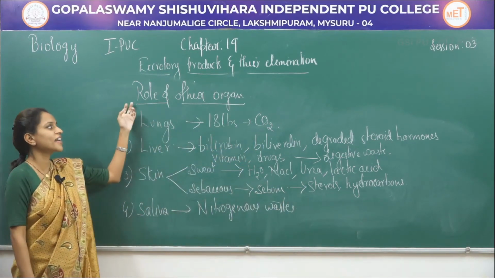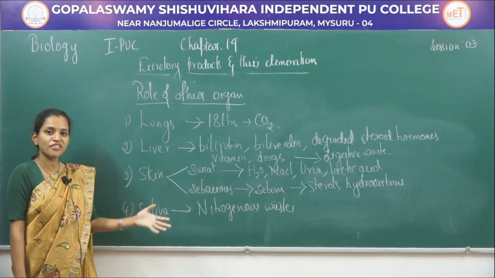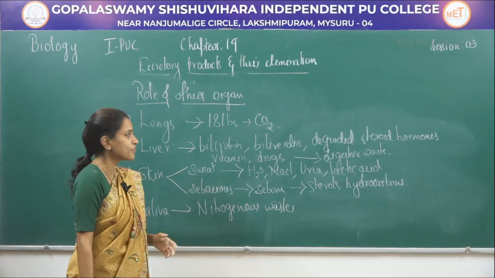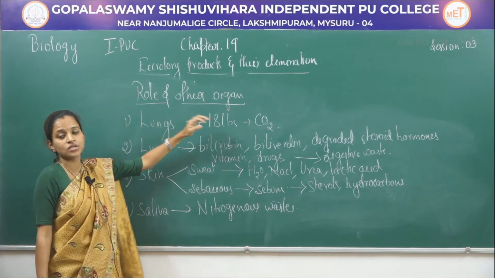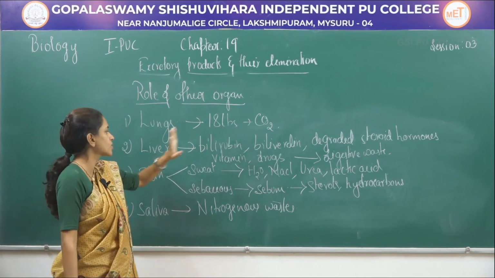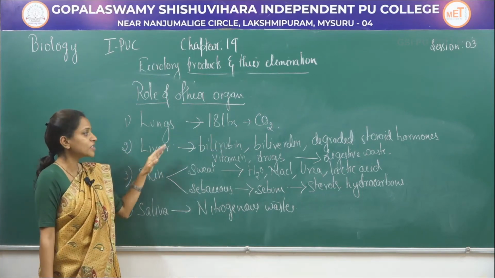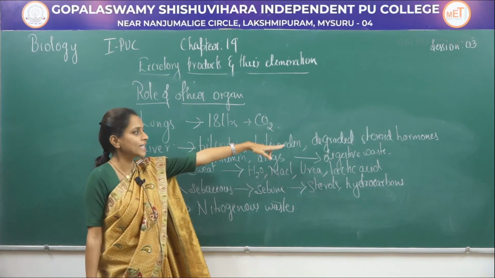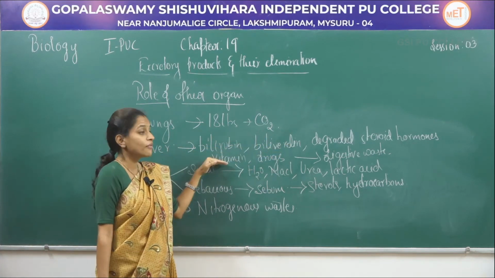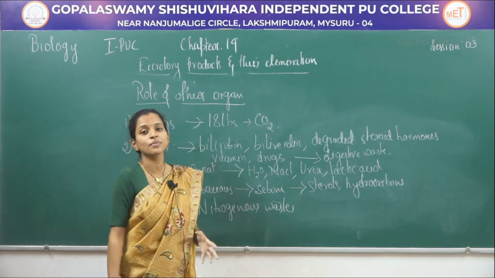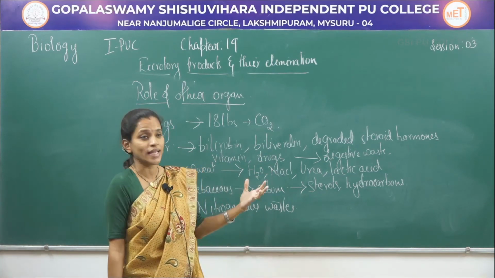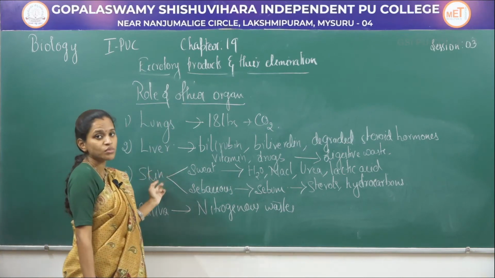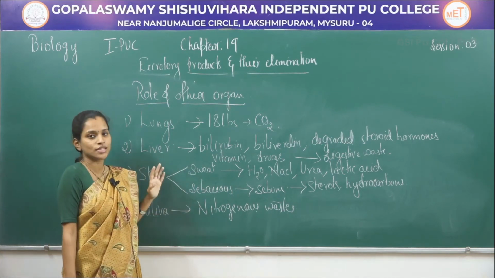That is about different types of organs apart from the human excretory system involved in removing waste from the body. It will be lungs, which release almost 18 liters of carbon dioxide. Next is liver, which releases bilirubin, biliverdin pigments, along with degraded steroid hormones, vitamins and drugs, which are released from the body in the form of digestive wastes. Skin contains two different forms: sweat glands and sebaceous glands.